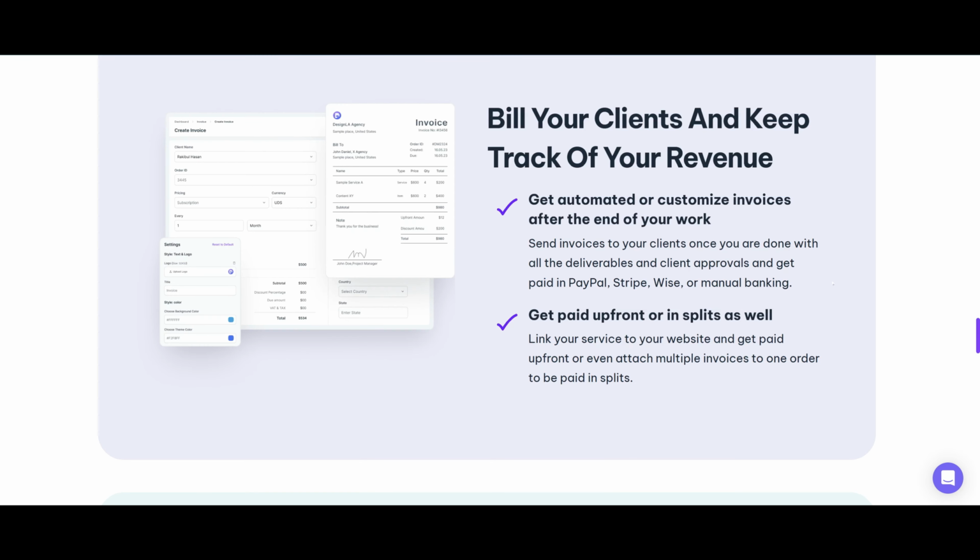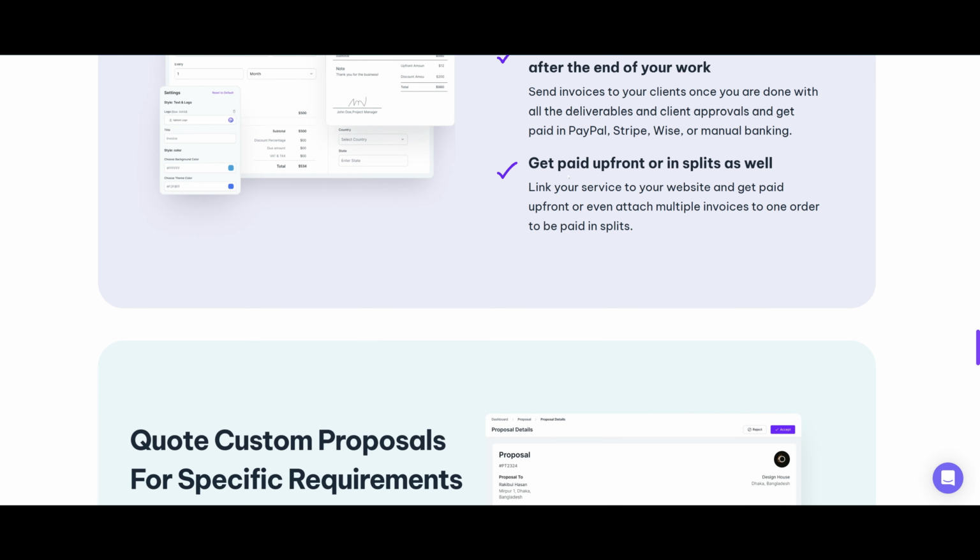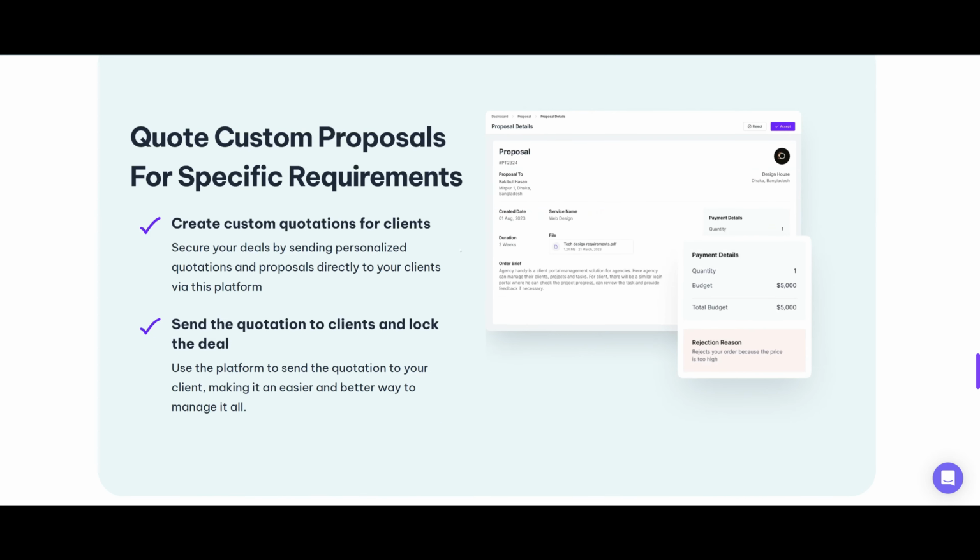And most importantly, you can bill your clients and keep track of your income. You can even send invoices to your clients. You can be paid in PayPal, Stripe or Wise or manual banking. And I really like this because some platforms don't allow PayPal, or they haven't got it set up because it's too complicated. So these are the most popular ones, and I think that's a win-win there. You can also get paid upfront, or you can split the bill, so that's nice to have that option.